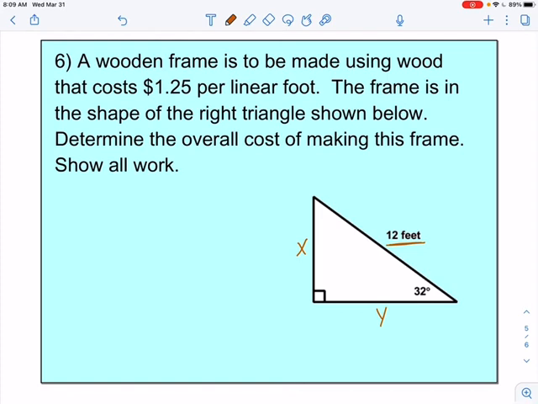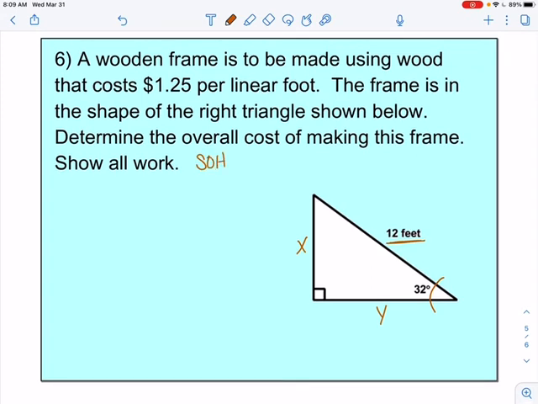How am I going to do that? I was also given this acute angle of 32 over here. That means I'm going to have to bring back in my SOHCAHTOA. I remember with SOHCAHTOA, you only need one angle and one side of the right triangle to find a missing side. So let's find X first.